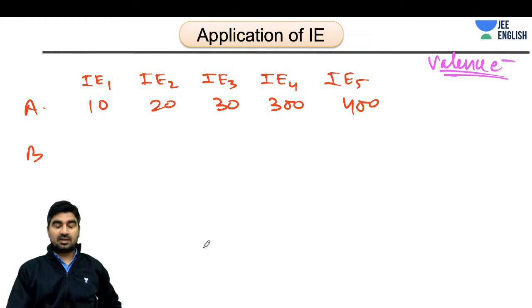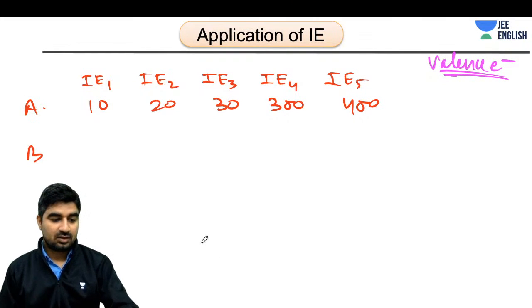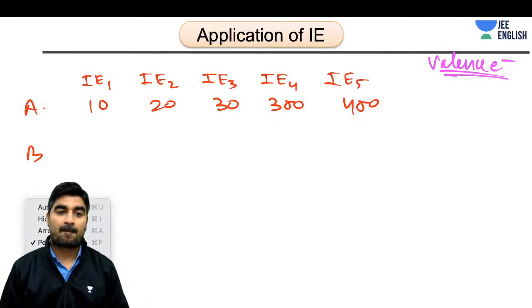Can you tell me? And how will you find that valence electron? What is the exact way to calculate the valence electron?